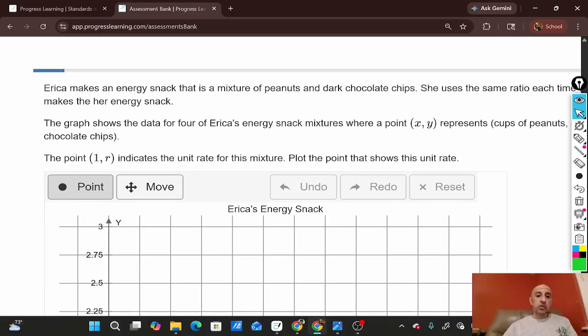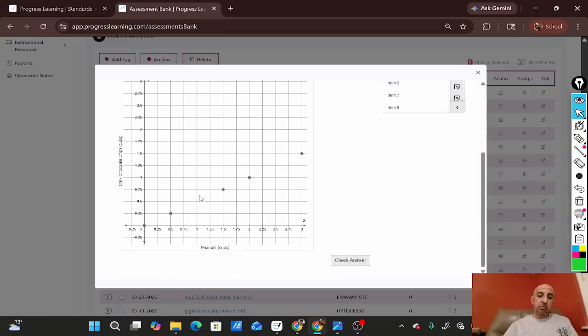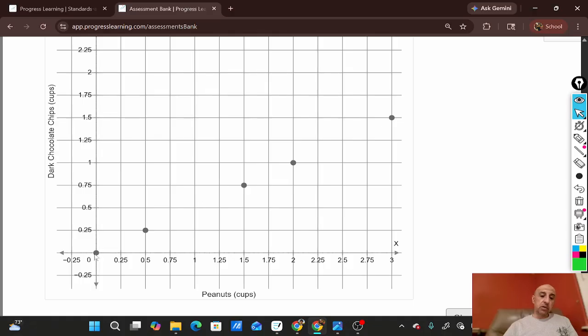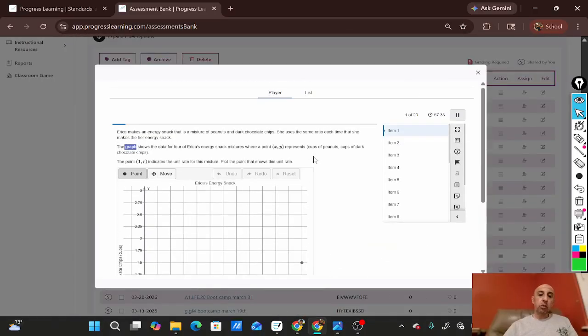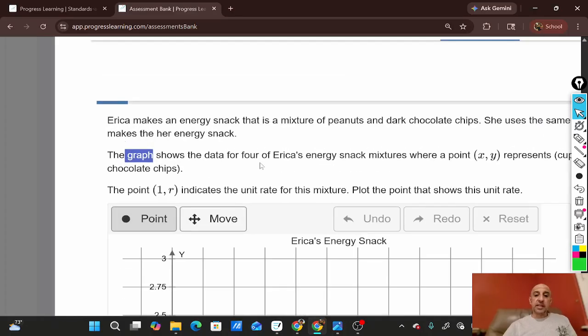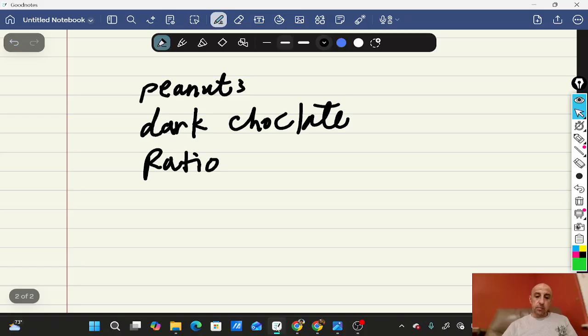The graph shows the data. So here is the graph that we are talking about. Look at the graph, it has different points. The graph shows the data for 4 of Erika's energy snack mixtures. So concentrate on these 4 energy snacks.